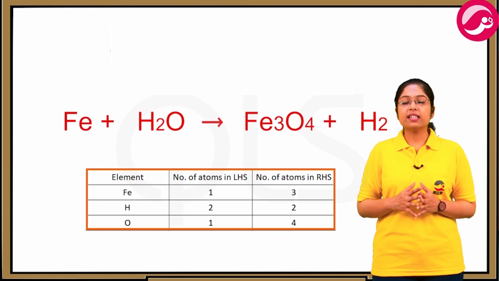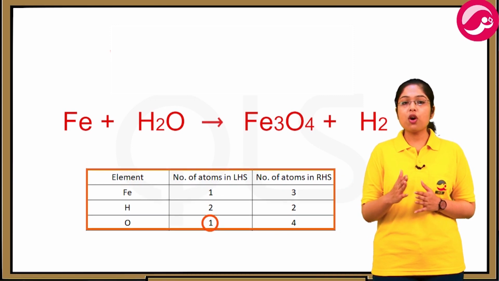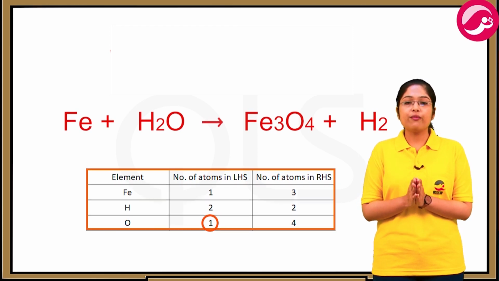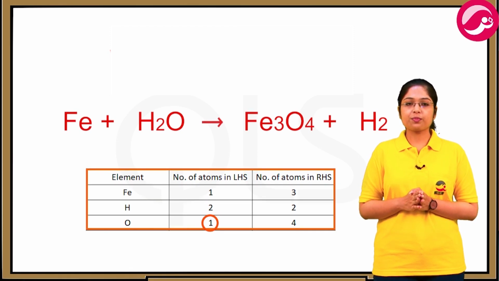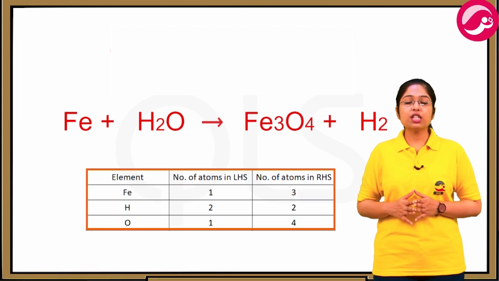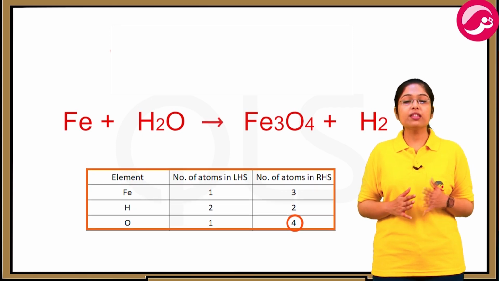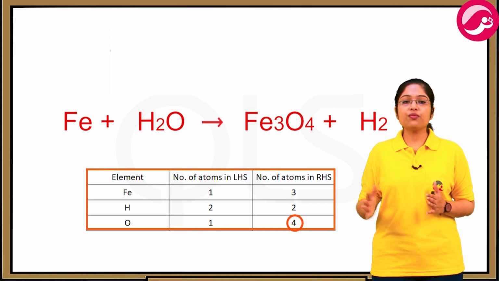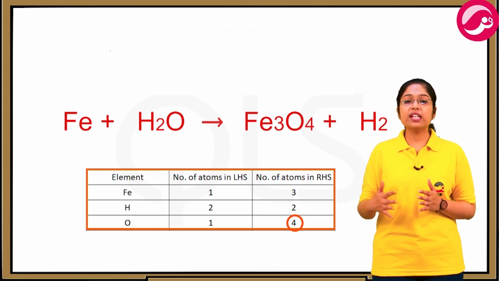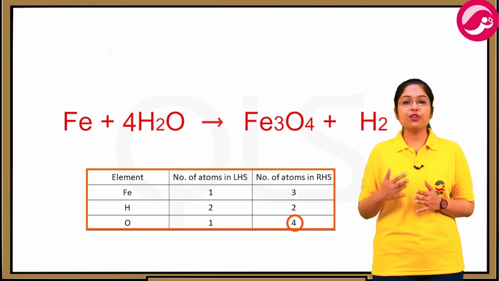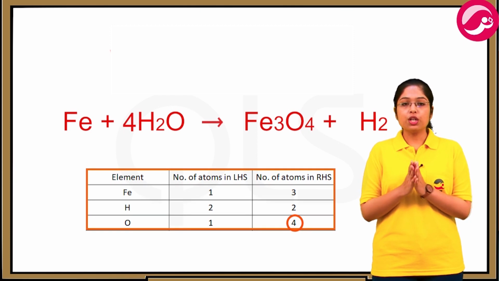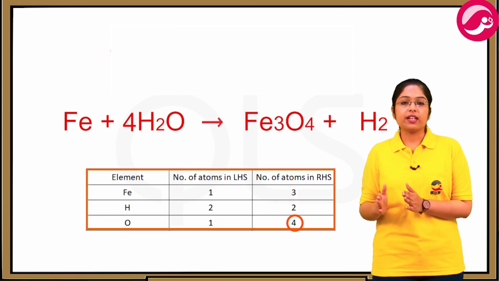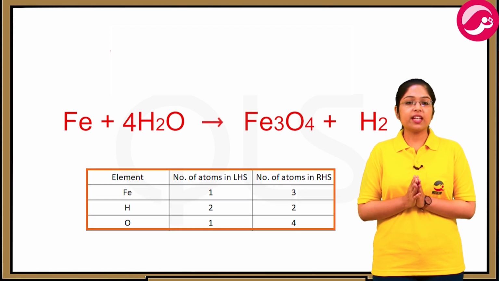You can clearly see that LHS contains only 1 oxygen atom in a combined state with 2 hydrogen atoms. But RHS contains 4 oxygen atoms combined with Fe, that is iron. So, to balance the number of oxygen, we can increase the quantity of oxygen in LHS. We will add coefficient 4 to H2O. Notice, किसी भी एलिमेंट या कंपाउंड की क्वांटिटी इंक्रीज करने के लिए हम उसके आगे कोफिशिएंट ऐड करते हैं.